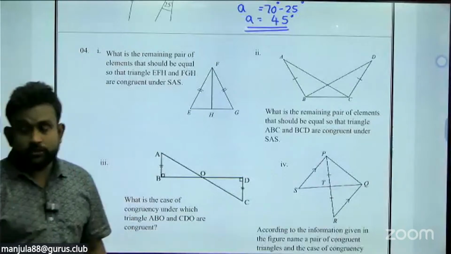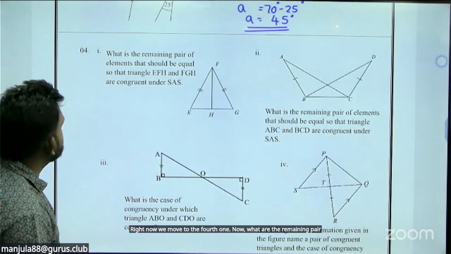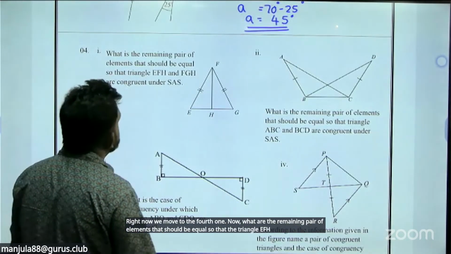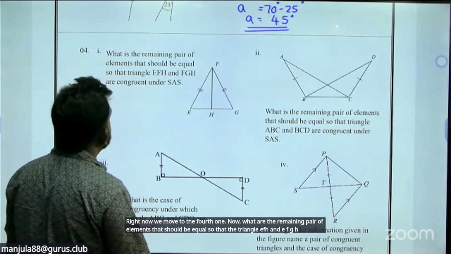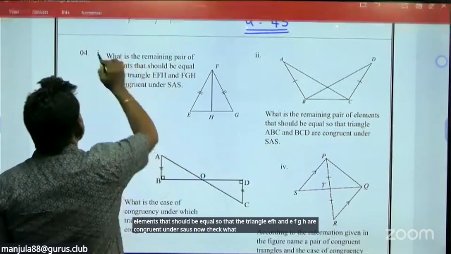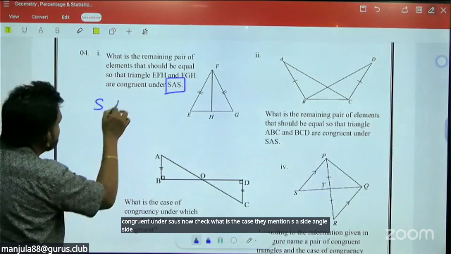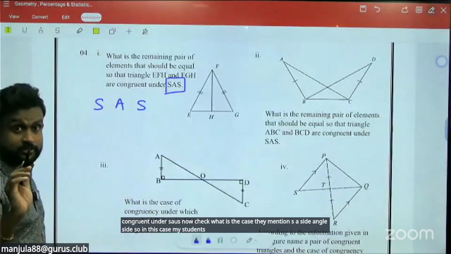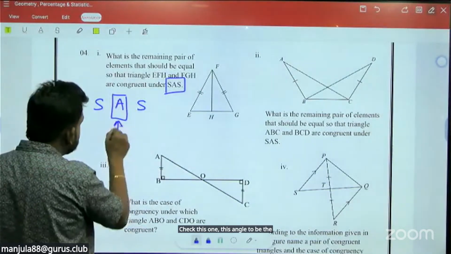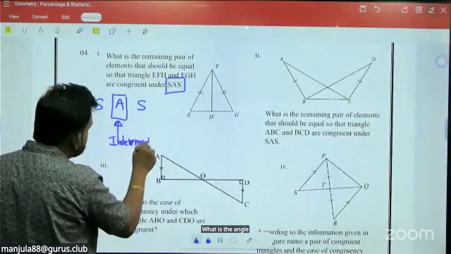Right, now we move to the fourth one. What is the remaining pair of elements that should be equal so that the triangles EFH and EFGH are congruent under SAS? Now, check what case they mentioned. SAS, side angle side. So, in this case, my students, check this one. This angle should be the intermediate angle. What is the angle there?